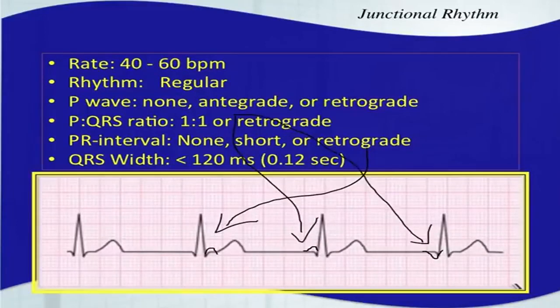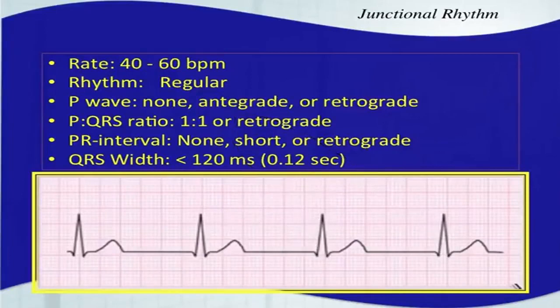All right, so the antegrade will definitely have a short PR interval. It could be either positive or negative. And the retrograde P wave is also possible. Or you might not see a P wave at all. So these junctional rhythms can be very confusing because they have so many different possibilities. If you do see a P wave, you'll only have one for every QRS complex. There should not be any extra P waves.